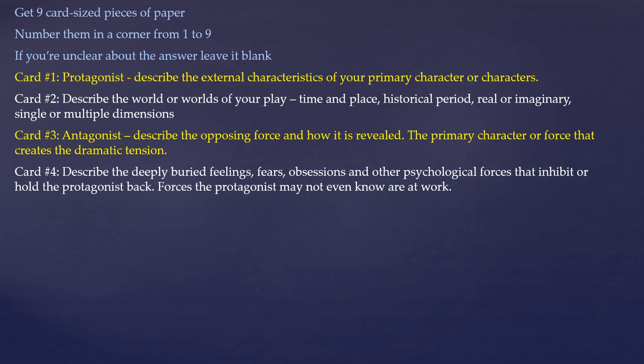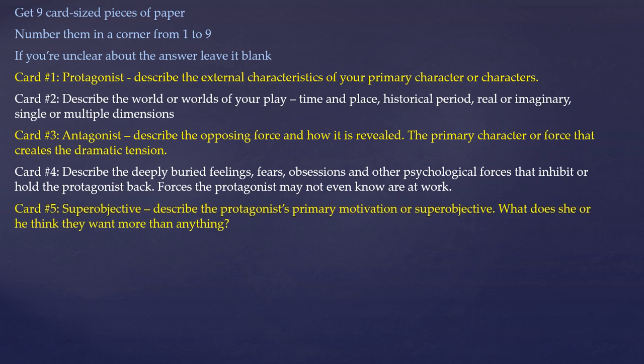In card number 4, I'm going to have you describe the deeply buried feelings, fears, obsessions, psychological issues of your protagonist, whatever sort of deeply internal thing that inhibits them from getting what they want. These are not necessarily things that the protagonist has to know are inhibiting them. So your protagonist doesn't have to know about these forces, but you as the playwright know about them and describe them on card number 4.